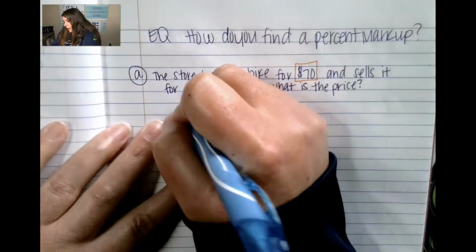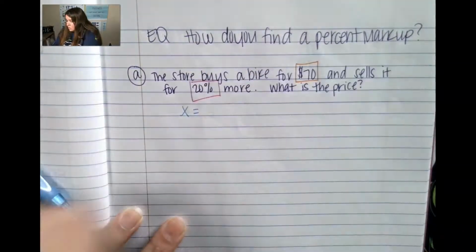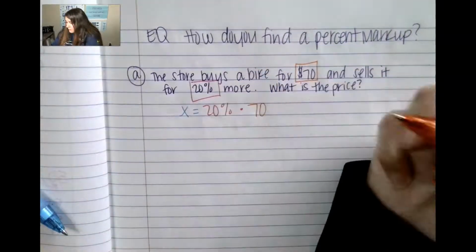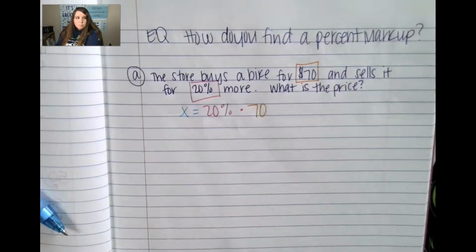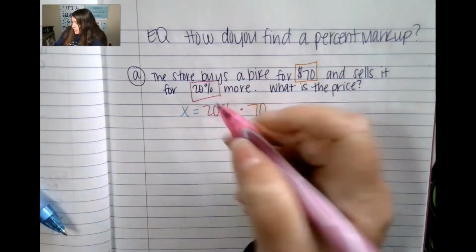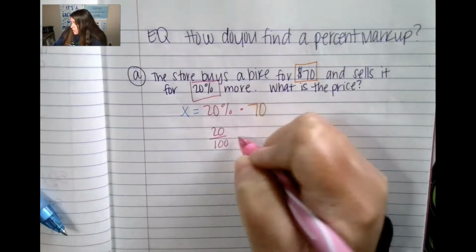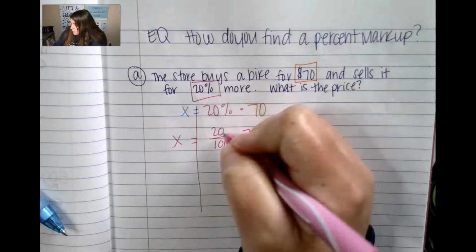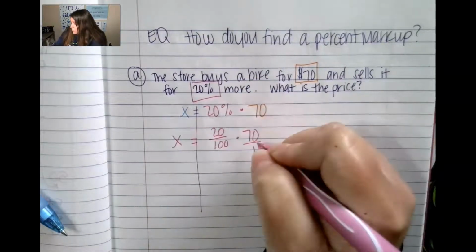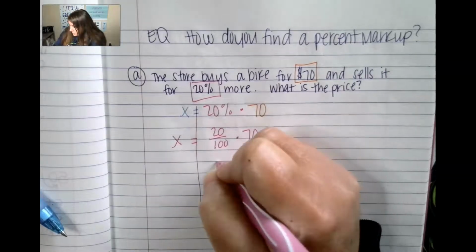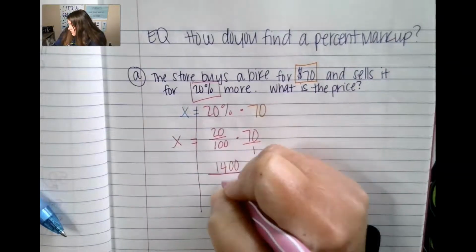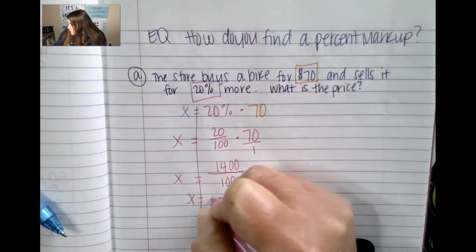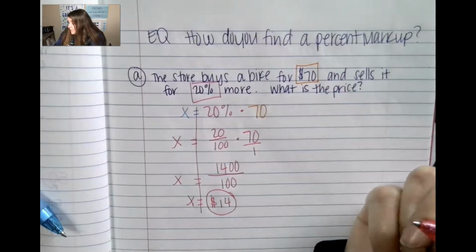So we're going to put this into our x equals 20% times $70. So now we're ready to multiply. So this here becomes 20 over 100, and we're going to multiply that by 70, and now we can solve for x. So 20 times 70 gives us 1,400. We're going to divide that by 100. So x equals $14. So we get $14 is the markup.